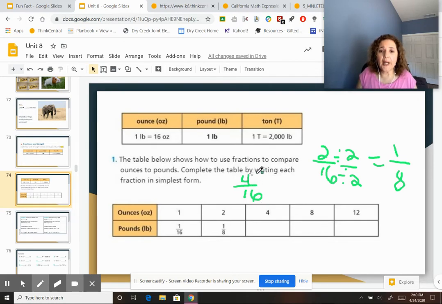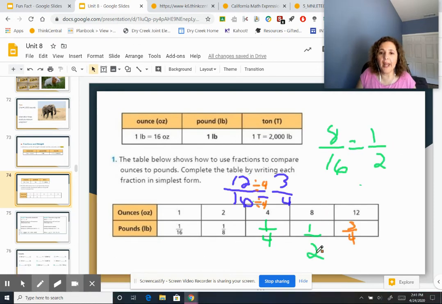4/16, I know I can divide them both by 2, but I can also divide both by 4. So I'm going to divide both by 4. And if I divide 4 by 4, I'm going to get 1. If I divide 16 by 4, I'm going to get 4. So 1/4. Okay? So do the next two by yourself and then come back to me to see what you get.